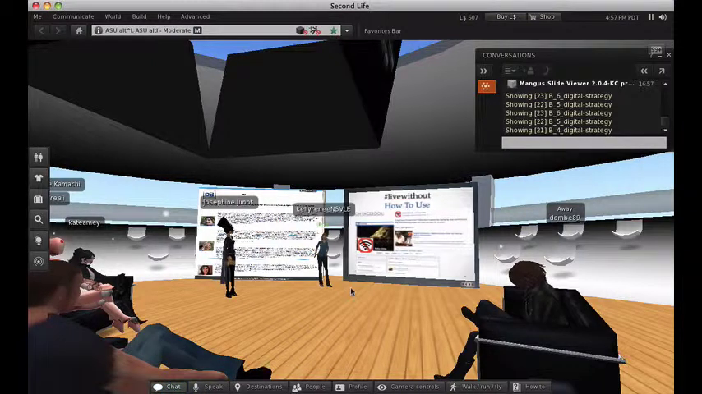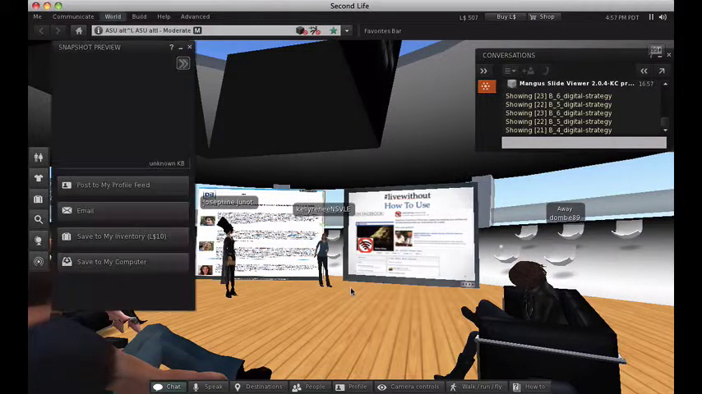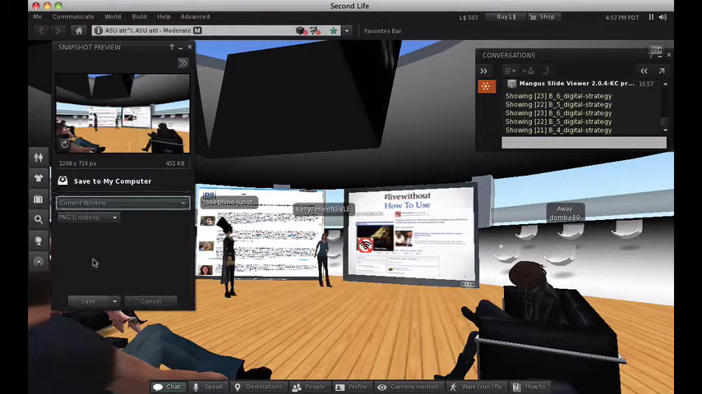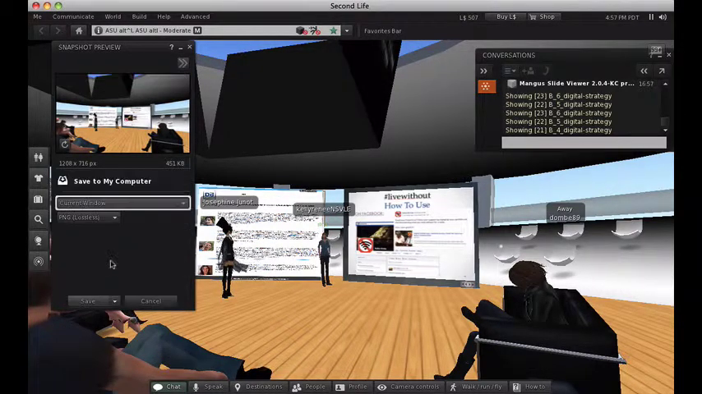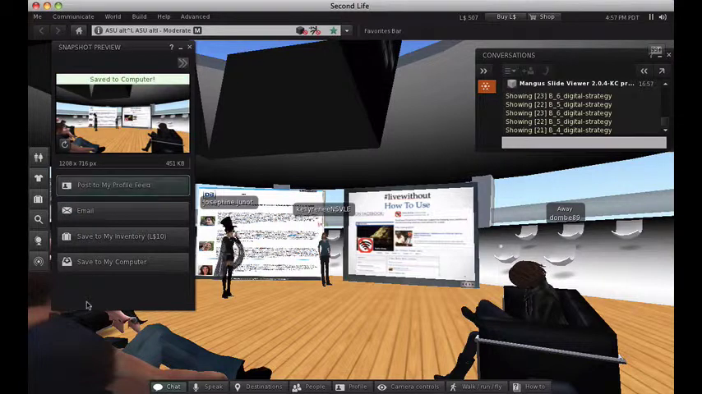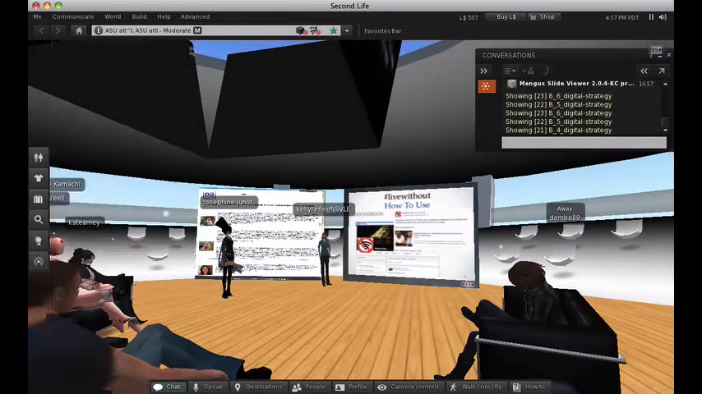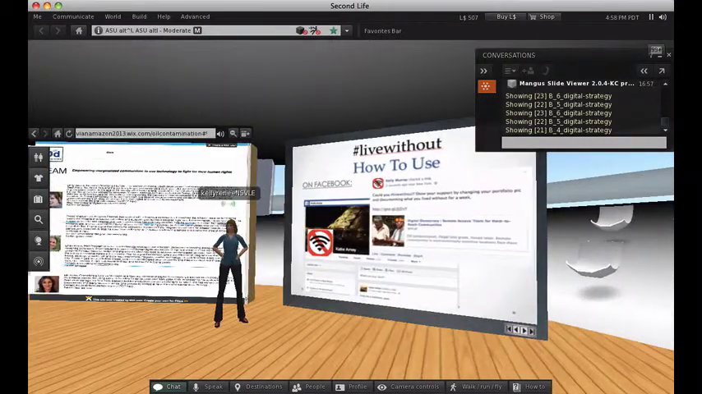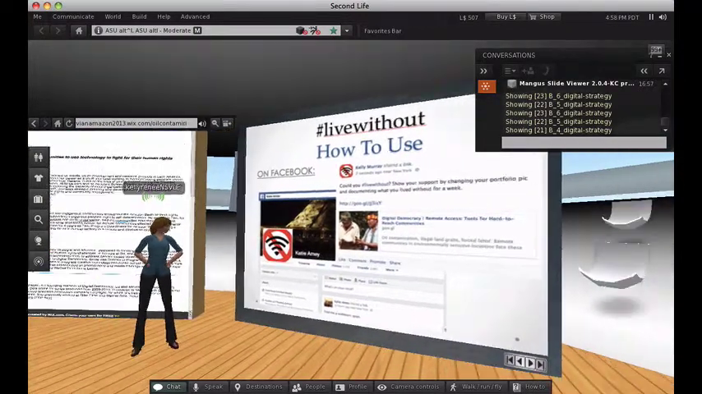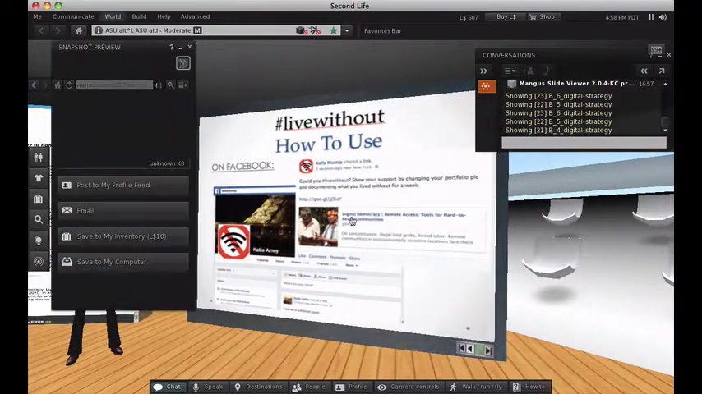So this is the example that we had for the Facebook page. As you can see, I changed my Facebook image to the symbol, and I wrote that I was living without, or I asked my followers what they could live without for that week, and to show their support by changing their profile picture as well and documenting what they live without for a week. I also linked Digital Democracy into that post so that people would know that I was doing it in conjunction with that organization.